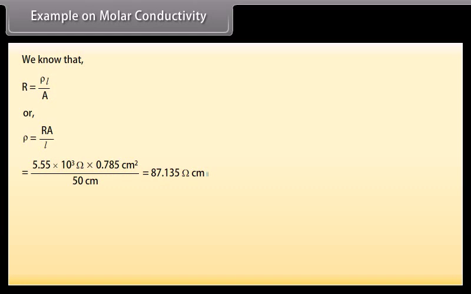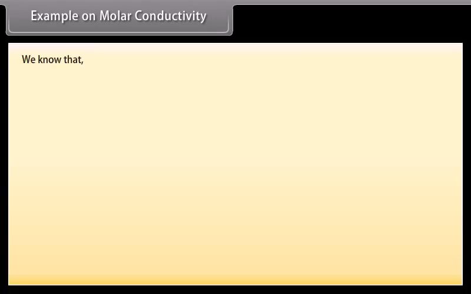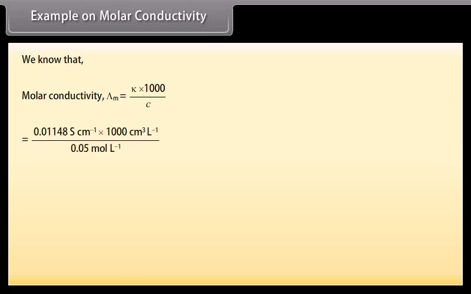87.135 ohm centimeter. We know that conductivity is reciprocal of resistivity. By putting the values, we get conductivity is equal to 0.01148 Siemens centimeter inverse. We know that molar conductivity is equal to kappa multiplied by 1000 divided by C. By putting the values, we get molar conductivity is equal to 229.6 Siemens centimeter square mole inverse.